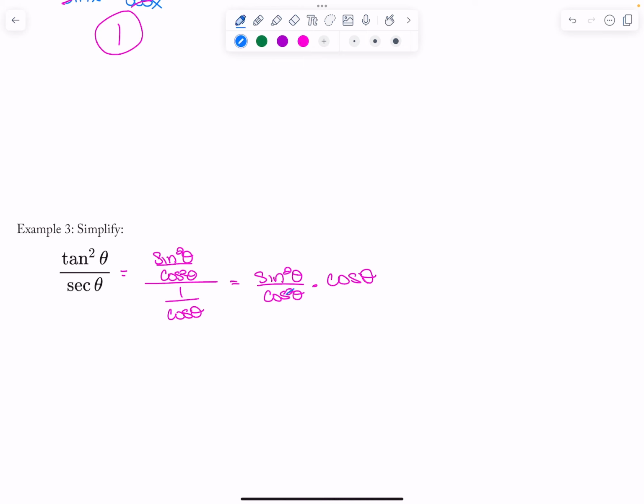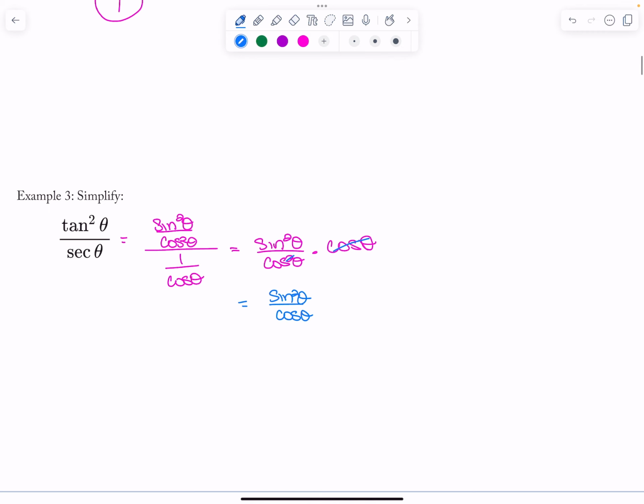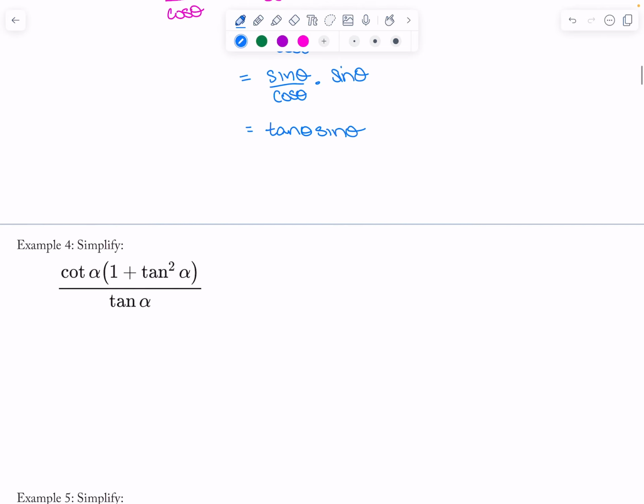And one of my cosines goes away, so I'm left with sine squared over cosine of theta. And I can split this into sine of theta over cosine of theta times sine of theta, because it's all multiplication. So there's no addition or subtraction, so there's no holding hands of any sort. Okay, so then I get tangent of theta times sine of theta. We just talked about this. 1 plus tangent squared is secant squared.